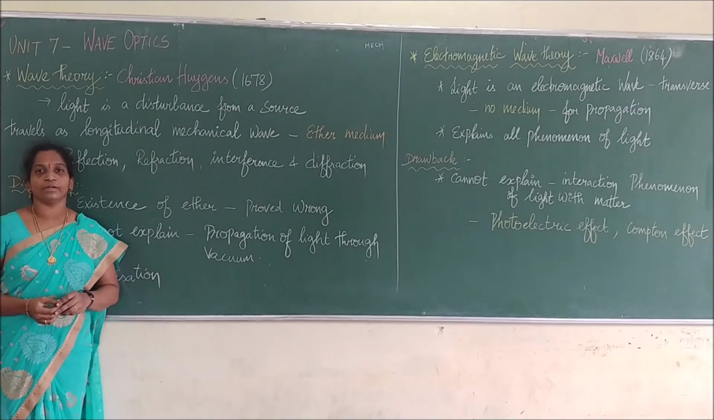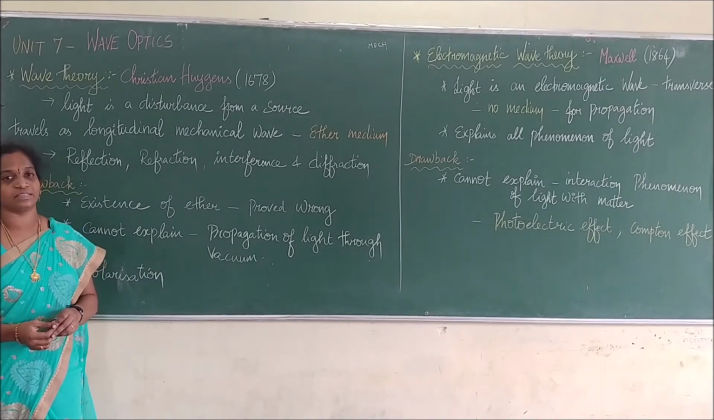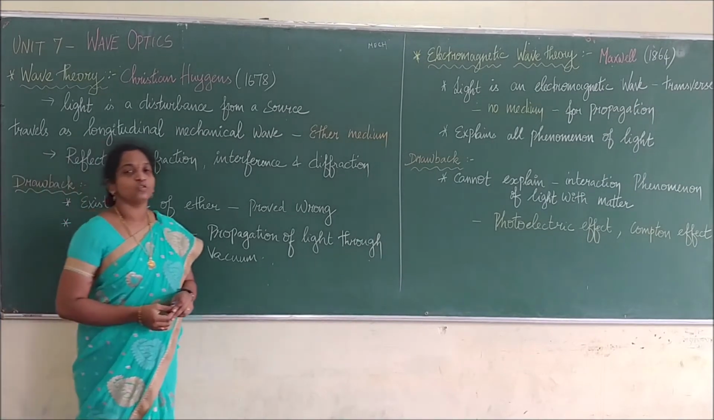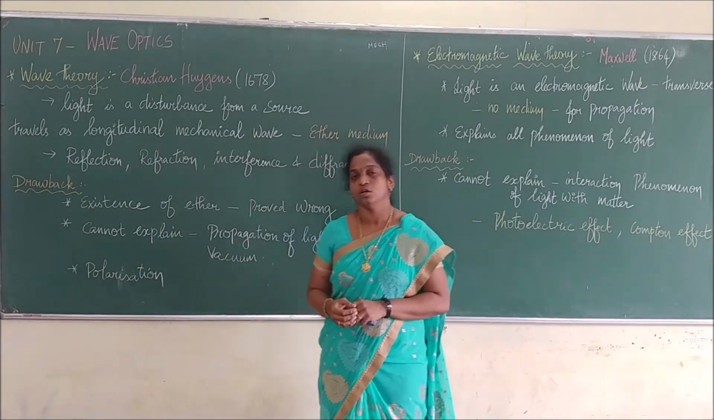So the next theory is the wave theory of light. This wave theory, as we have already said, was given by Christian Huygens in 1670. So what does this wave theory mean? I am going to give you an illustration.